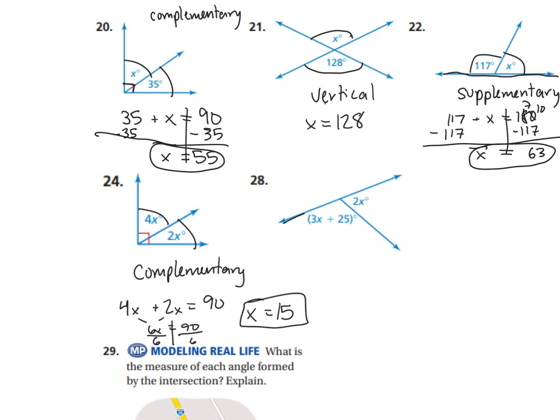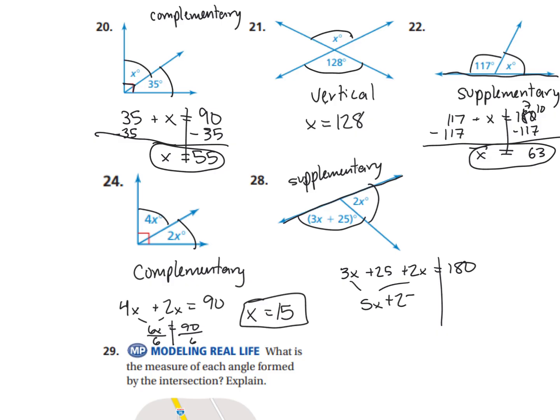Finally, the last one here, I've got my straight line where both angles are sitting on it. This is supplementary. And so 3x plus 25 plus 2x is going to have to equal 180. Well, combining like terms, I get 5x plus 25 equals 180. To get x by itself, we'll subtract 25 from both sides, and I get 5x is equal to 155.